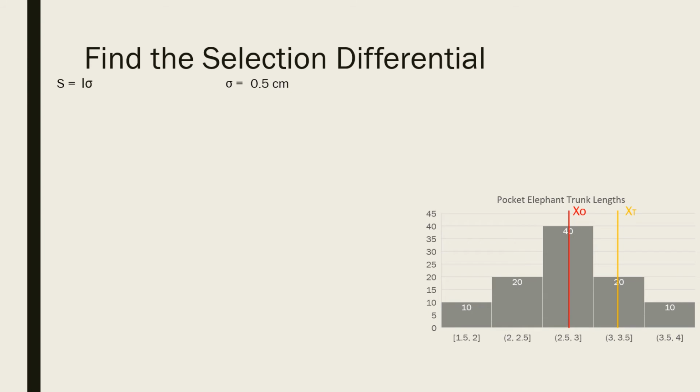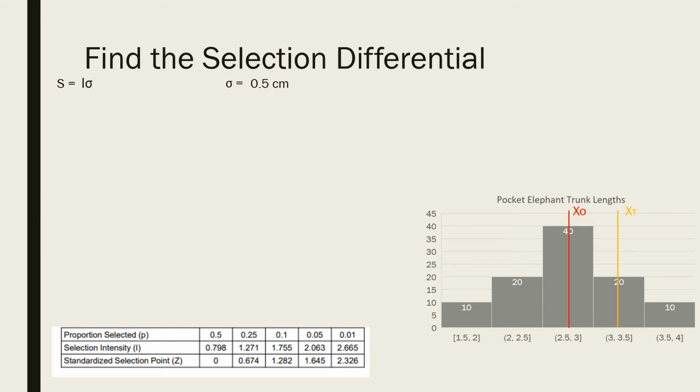Next, we can find the selection differential S. We're given the equation S equals I times the standard deviation sigma. Looking at the same table as before, it also shows the value for I, selection intensity. We took 10% of the original population, so I comes out to be 1.755. Plugging that into the equation, we get S to be 0.8775.